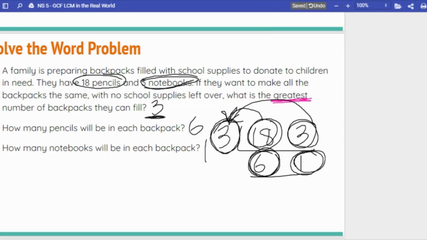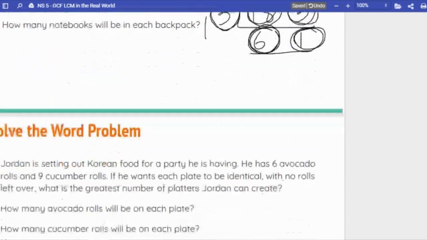Let's have you try this next one. So pause your video, go ahead and try it, and when you're done, come back and we will go through it.